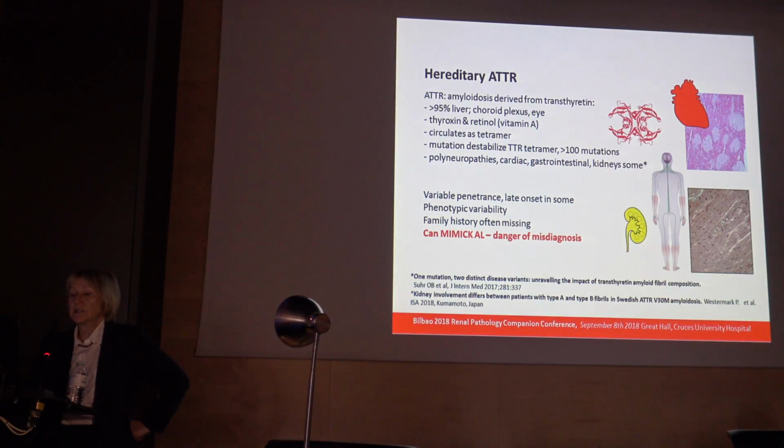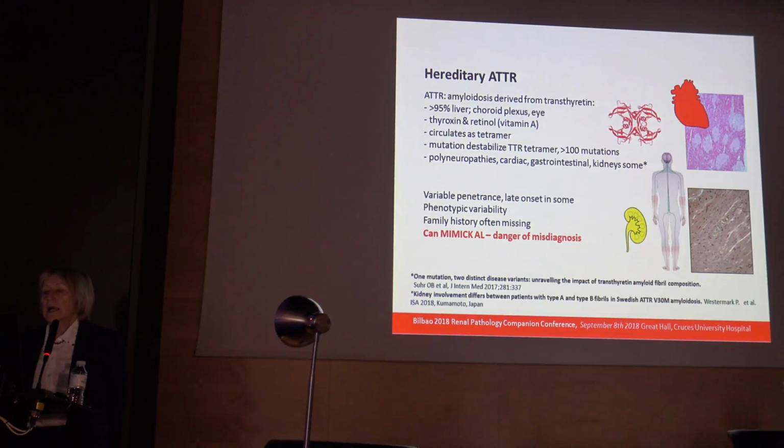I'll talk about treatment in a moment. Very briefly, hereditary ATTR, which is amyloid derived from transthyretin. As you know, transthyretin, the same as fibrinogen, is produced exclusively by the liver. Transthyretin is predominantly produced by the liver, greater than 95%. Other sites include the choroid plexus and the eye. It's involved in transport of thyroxine and retinol, and it circulates as a tetramer, as shown here. The protein itself has only 126 amino acids, but there are over 100 mutations, so there is great variability. But the most common phenotypes are cardiopathic or polyneuropathy. Gastrointestinal involvement is common. Kidney involvement is, at least to some extent, dependent on the mutation.